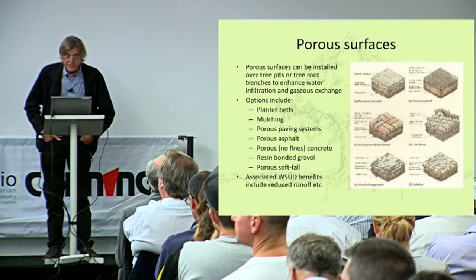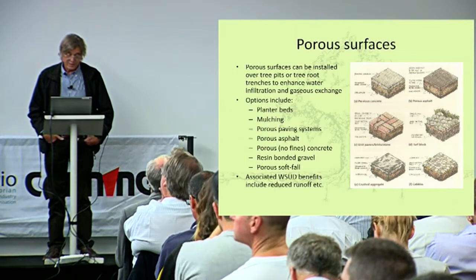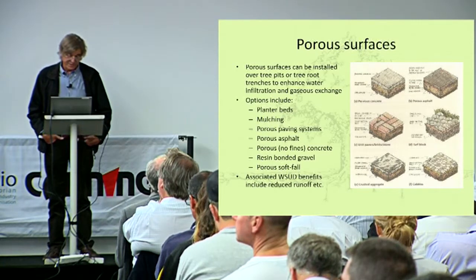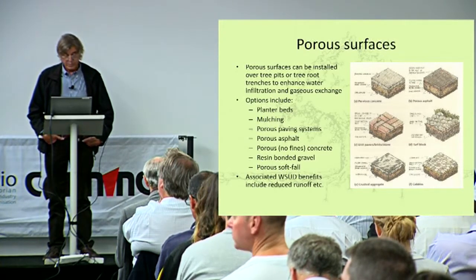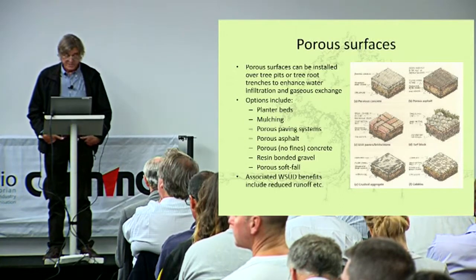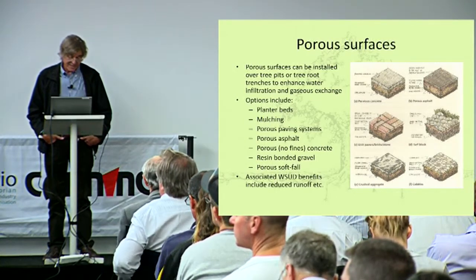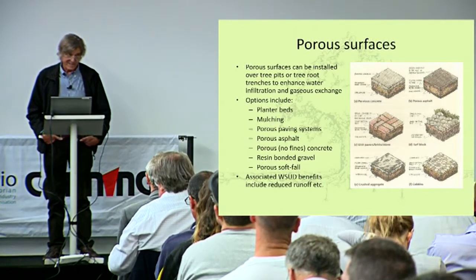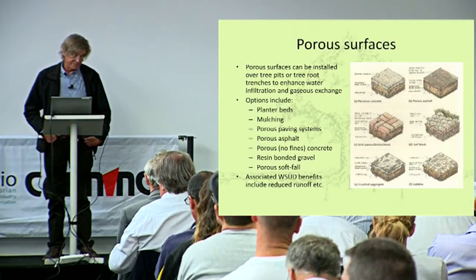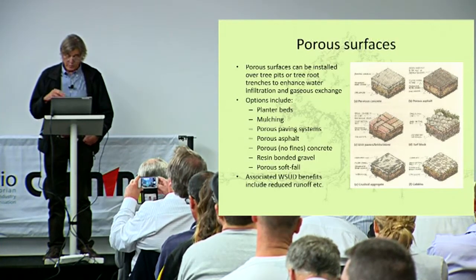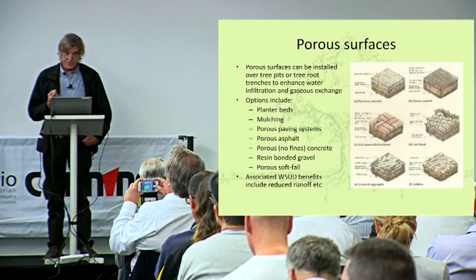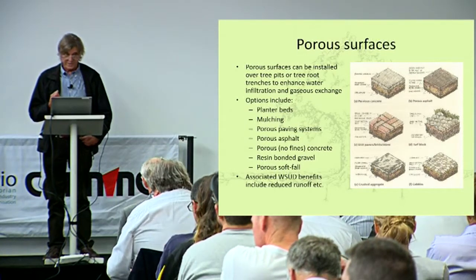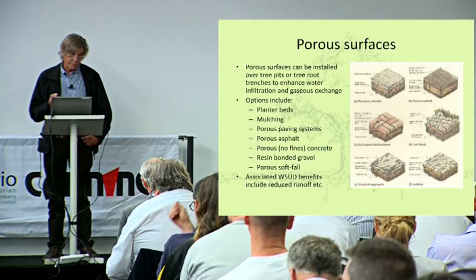So porous surfaces can be installed over tree pits or tree root trenches, which enhances water infiltration and gaseous exchange. And there's a whole range of options: planter beds over the tree pit or trench, mulching, porous paving systems, porous asphalt, porous no-fines concrete, resin bonded gravel, which you see quite often in cities, and things like porous softfall or rubberised surfaces. And while these benefit the tree, they also have associated water-sensitive urban design benefits by reducing the volume of runoff to the stormwater system or to the urban waterways.